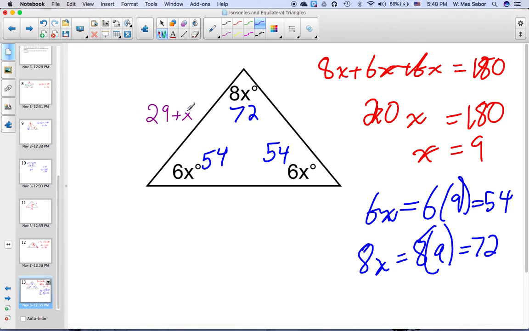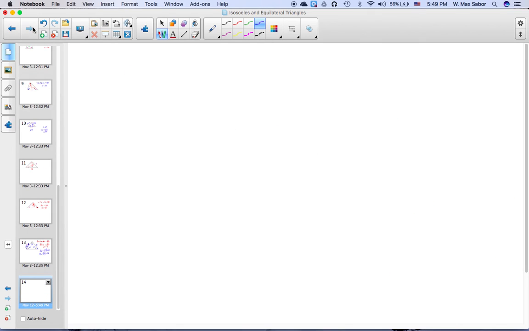And also, by plugging in this 9 here, now we can say 29 plus 9, that's going to be 38. Also, because these two angles are the same, I can say that this 38 will also cause this to be 38. So we're using a lot of different things. We're using that the angles have to add up to 180. We're using that these have to be the same because it's isosceles. And that's it.